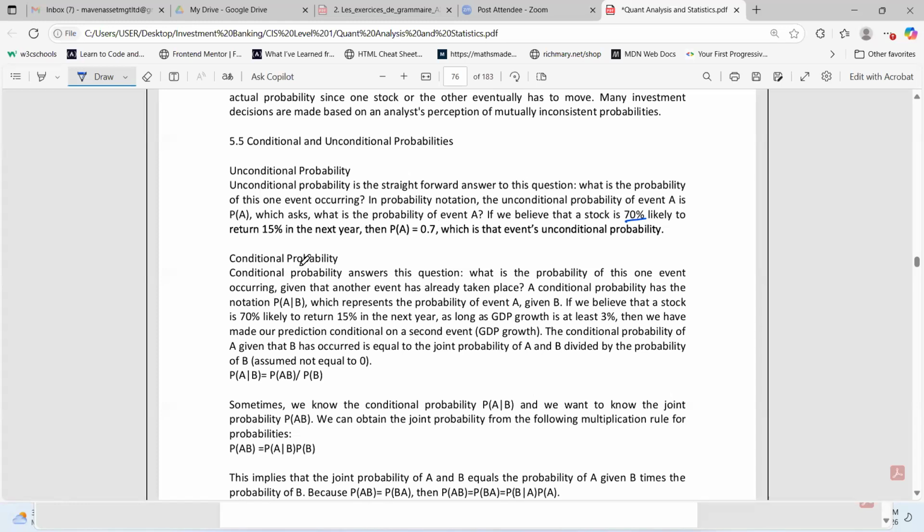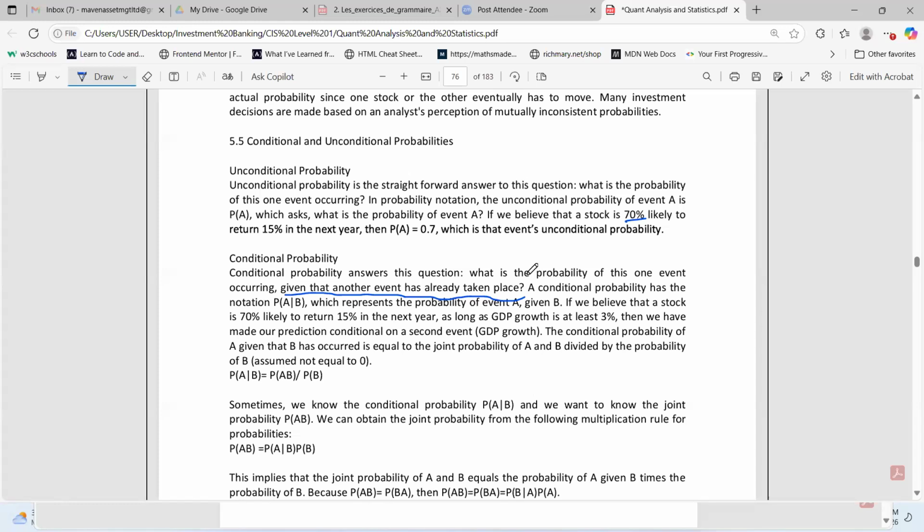Now, this is where it gets interesting. The conditional probability answers a question: what is the probability of one event occurring? Please take note of this: given that another event has already taken place. What is the probability that Nigeria is going to win the African Nations Cup that is presently going on, given that Cote d'Ivoire, which is the home country of our coach, has been eliminated from the competition?